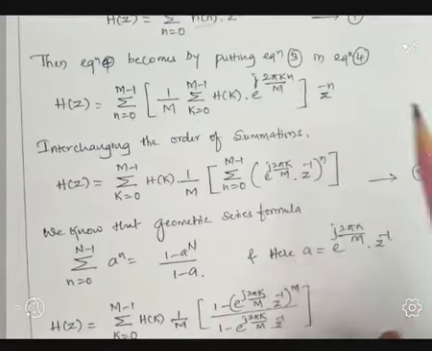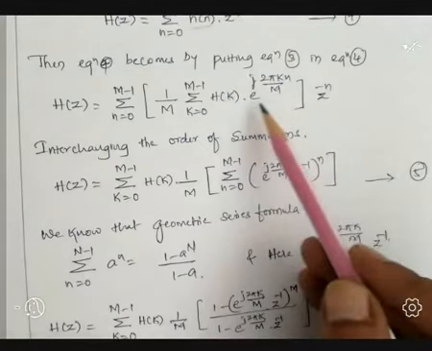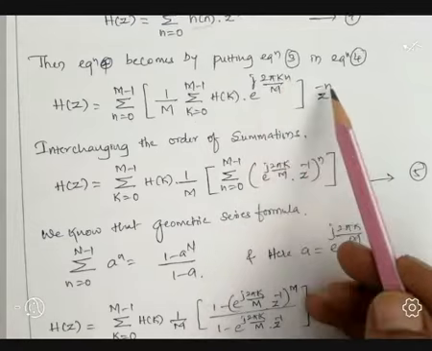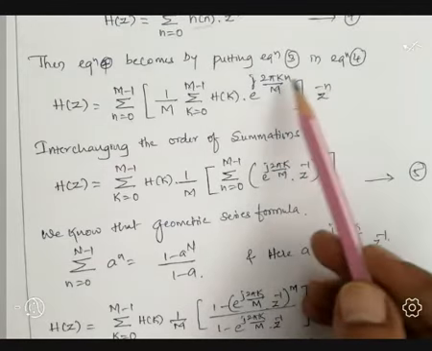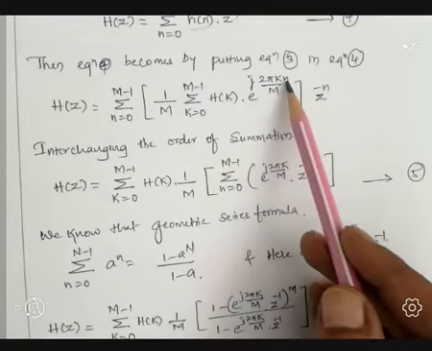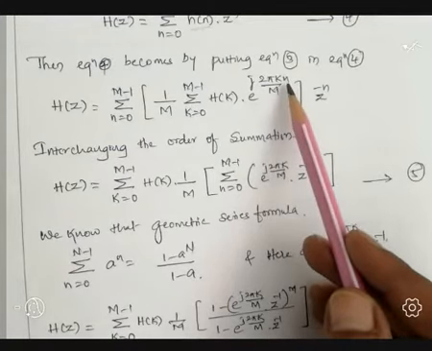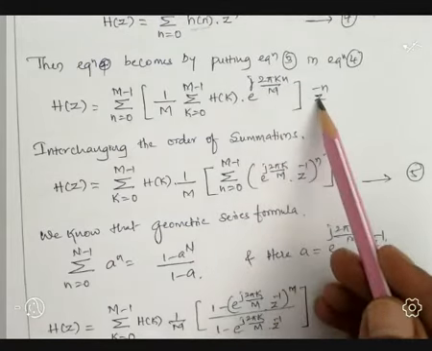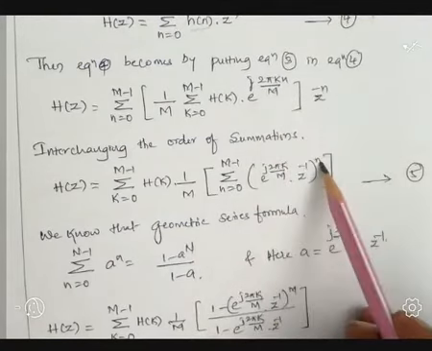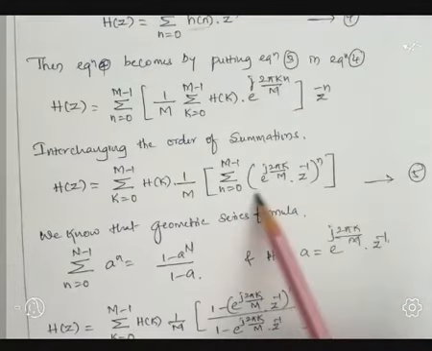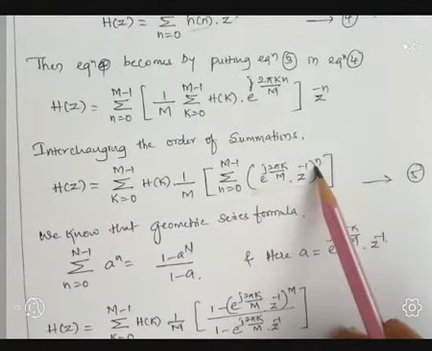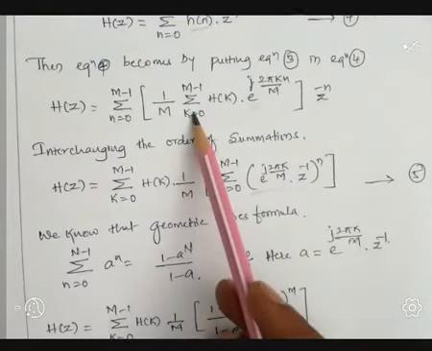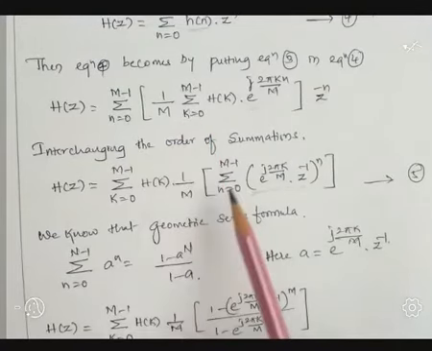And one more simplification: in these two terms, observe the power term n is there, here also the power term n is there. Let us take the power term n as common. Then it becomes e to the power j 2 pi by M k multiplied by z to the power minus 1, whole raised to n. So from these two terms I have taken the power term n common. What we did here is interchange the order of the summation terms, and then we got this equation.